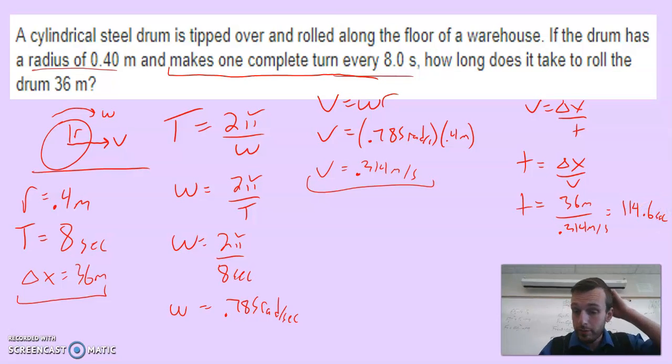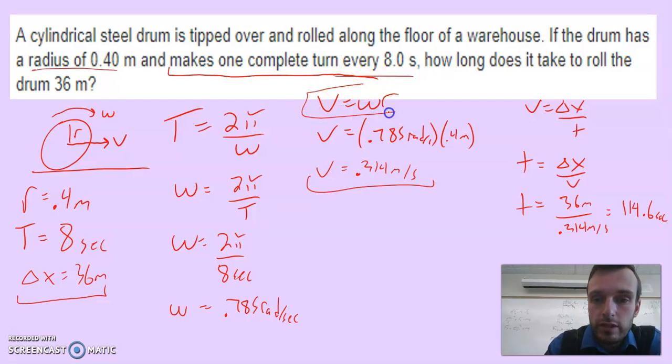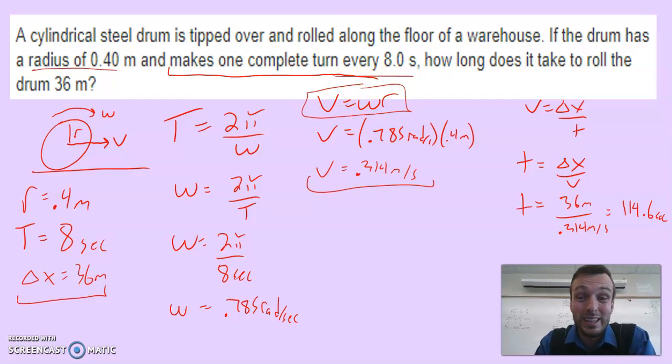So in this first example, we see the necessity of remembering v equals omega r. This guy's going to show up a lot. We also see where on the equation sheet our period equation is located and how we can use period or frequency to get to rotational velocity, omega.